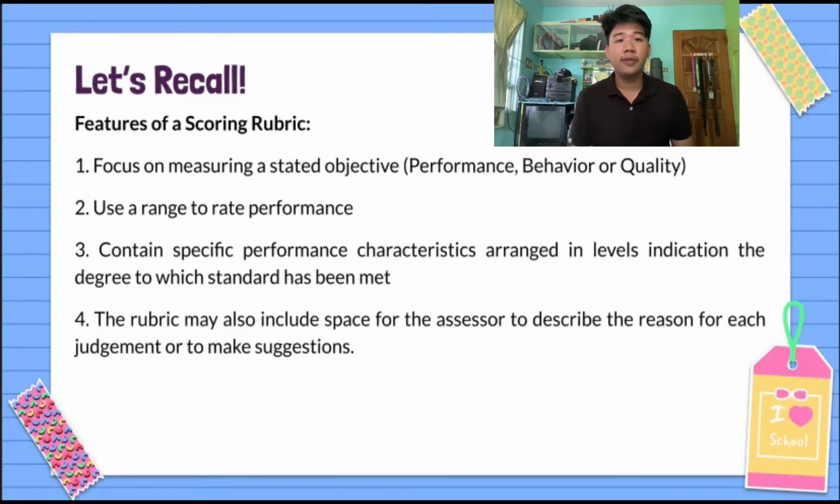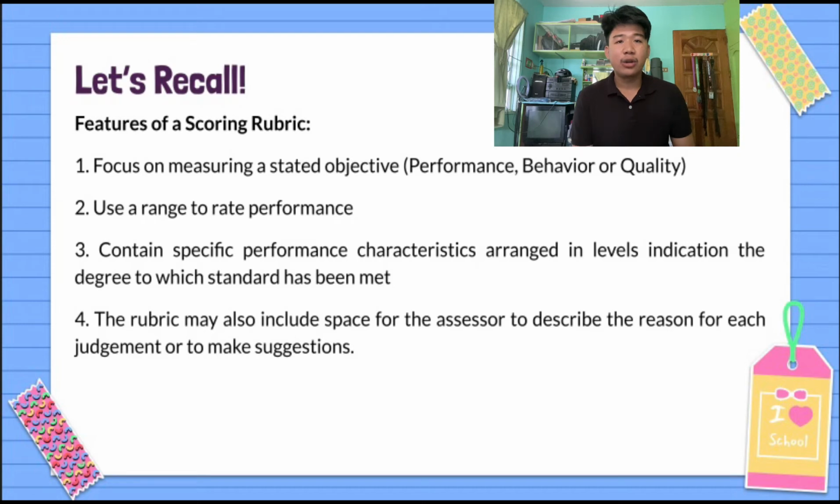So, features of a scoring rubric. One, focus on measuring a stated objective, performance, behavior, or quality. Second, use a range to rate performance. Third, contain specific performance characteristics arranged in levels indicating the degree to which the standard has been met.